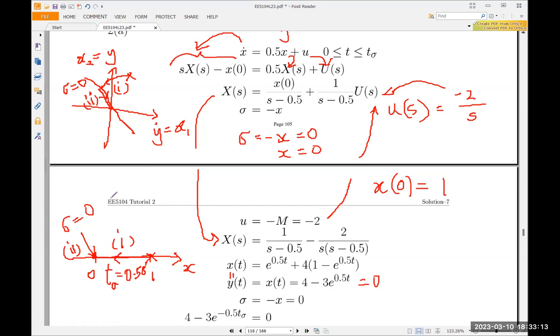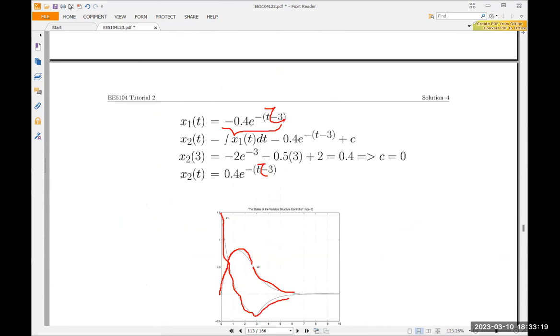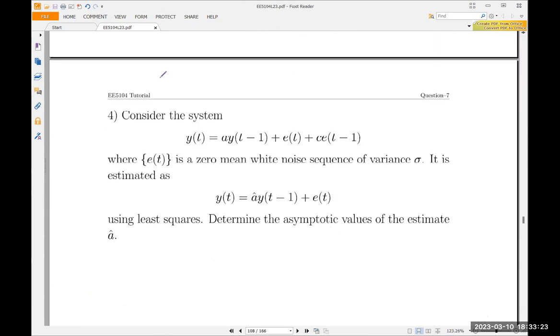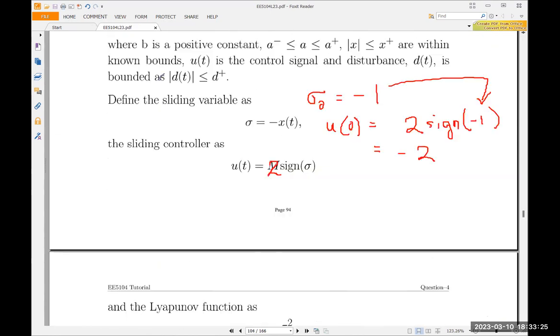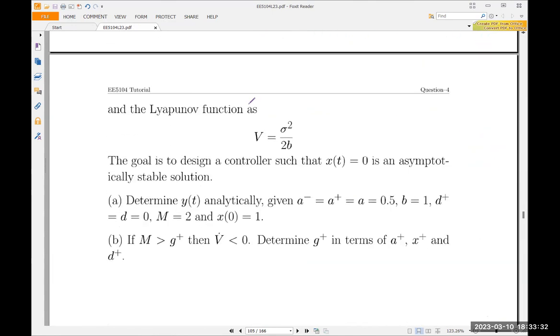So this is the first part of the tutorial question. The second part then says, if there is a variation in the plant, here, the first part was 0.5. If there's a variation in the plant, all right.